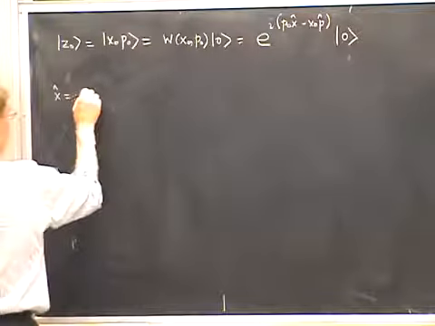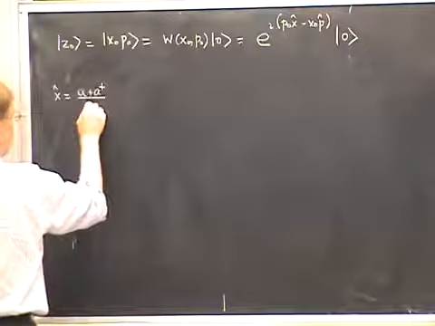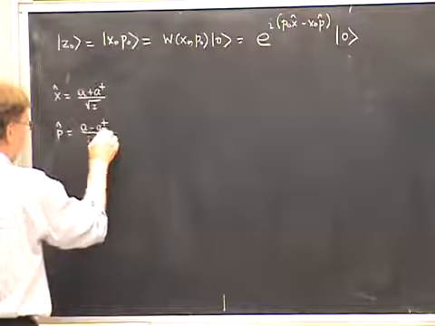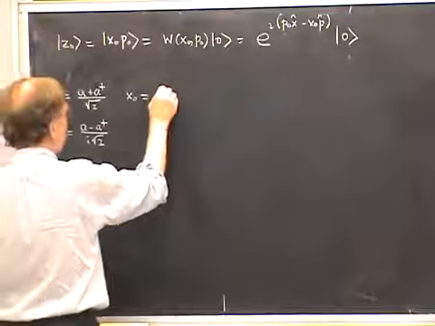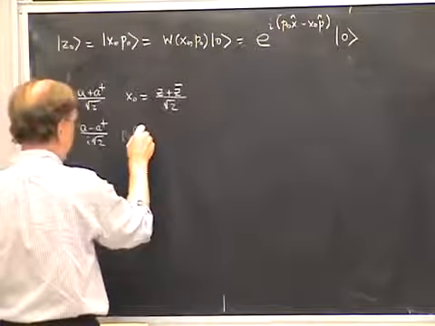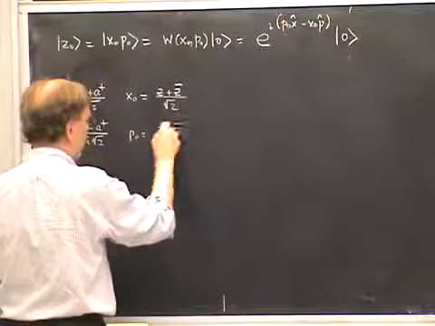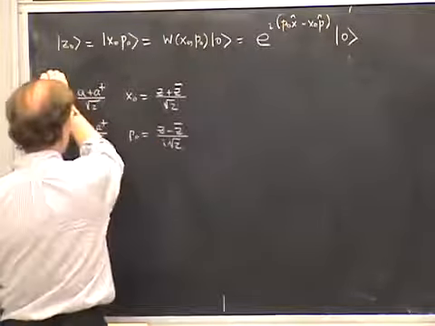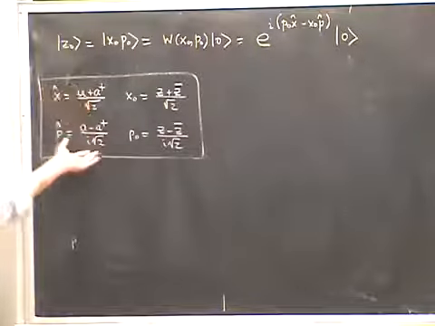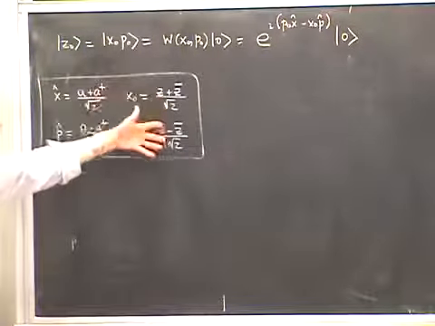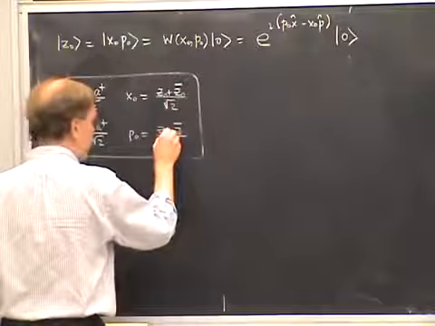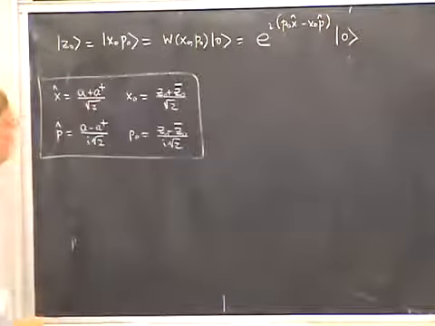So x hat is equal to (a plus a dagger) over the square root of 2. p hat is equal to (a minus a dagger) over i square root of 2. x0 is equal to (z plus z bar) over the square root of 2. This is a classical correspondent. And then p0 is equal to (z minus z bar) over i square root of 2. This is just using defining relations to go over from x's and p's to a's and a daggers in the quantum operators, or z's and z bars in the classical picture. I should put nots on the z's here because they refer to the initial conditions x0 and p0.